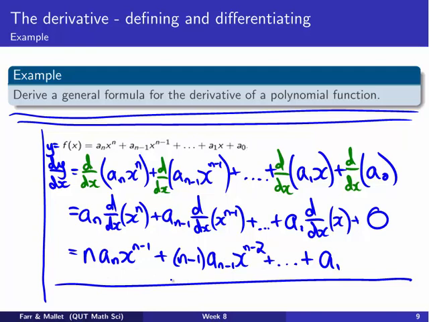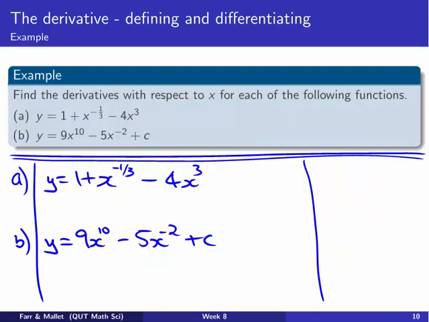We can use that anytime we like, but it's better not to remember the rule. It's better just to remember the way that it's found, pulling those constants out and then differentiating the different powers of x and adding up the results.